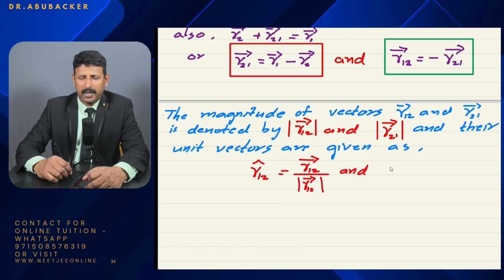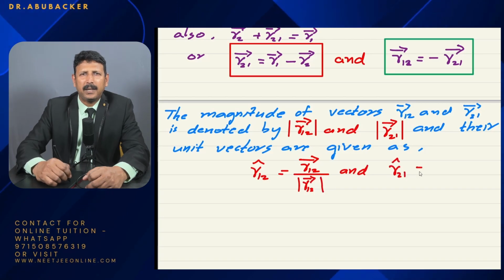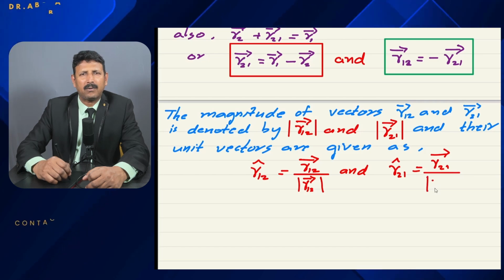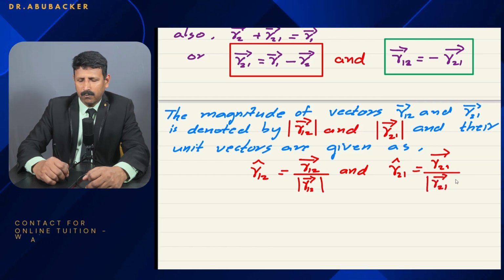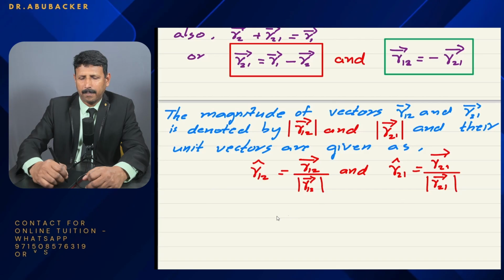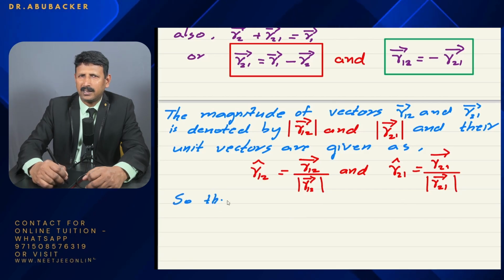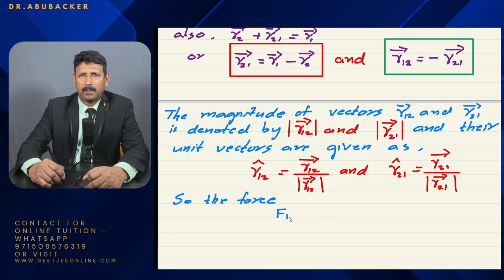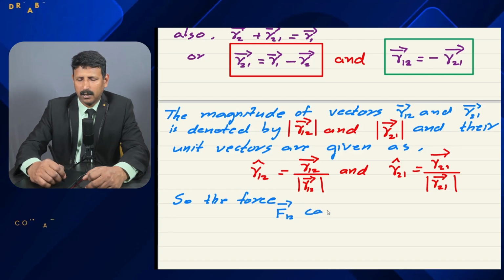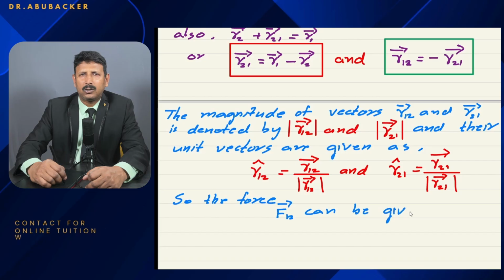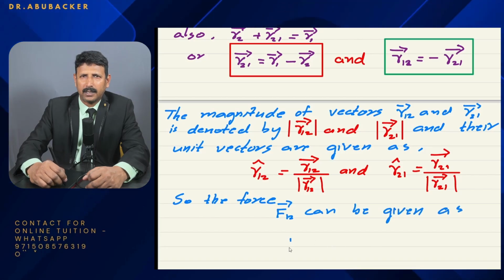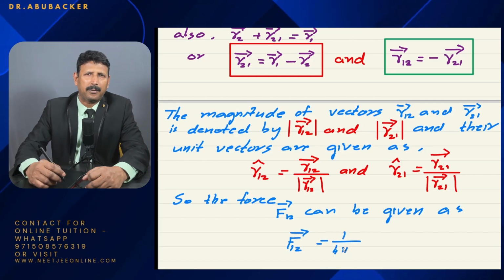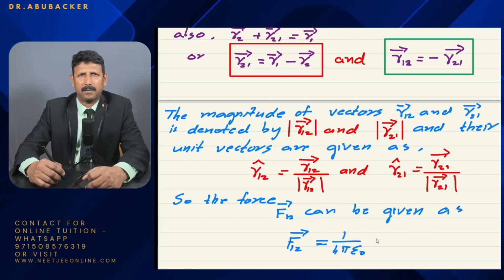So the force F12 can be given as F12 is equal to 1 by 4 pi epsilon 0 q1 q2. These things are the same. The only difference happening is that in the r square place, modulus will be written. So modulus of r21 square, then unit vector r21. Okay, the last thing is read as unit vector.